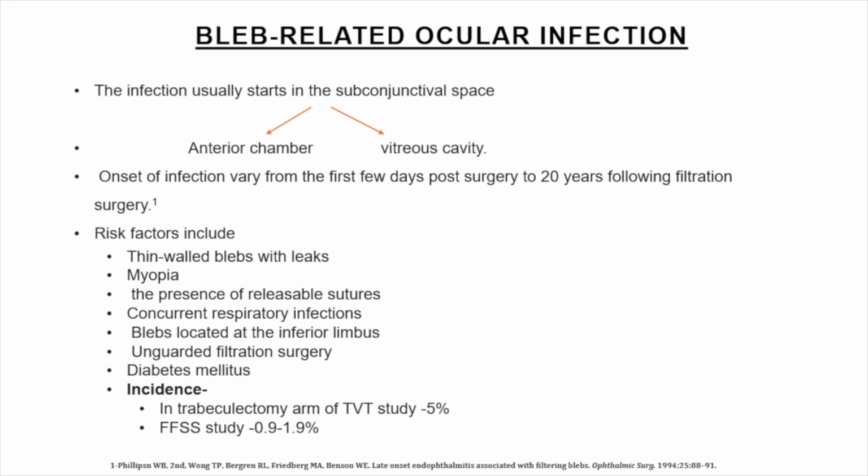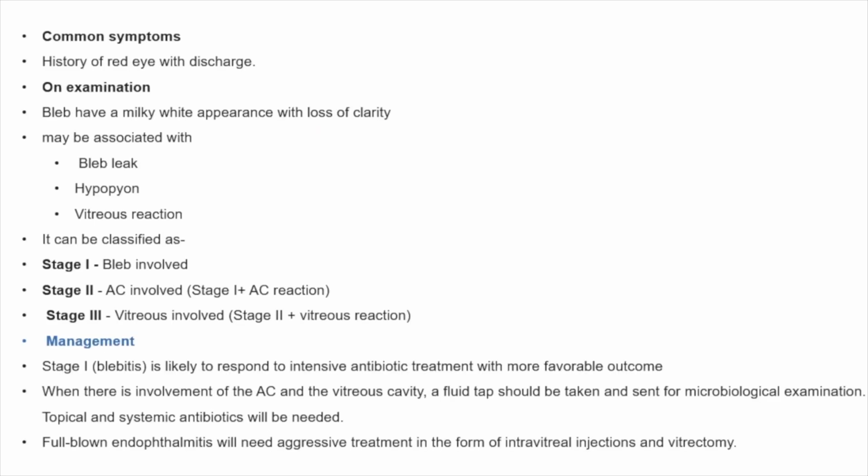The incidence which was found in the trabeculectomy arm of the TVT study was 5%, while in the FFS study it was found to be 0.9 to 1.9%. The usual common symptoms with which the patient presents are a history of a red eye with a discharge. On examination, the bleb may have a milky white appearance with a loss of clarity and may be associated with a bleb leak or hypopyon or a vitreous reaction.